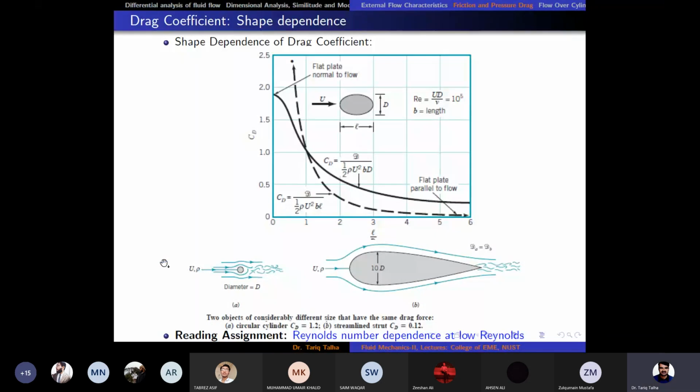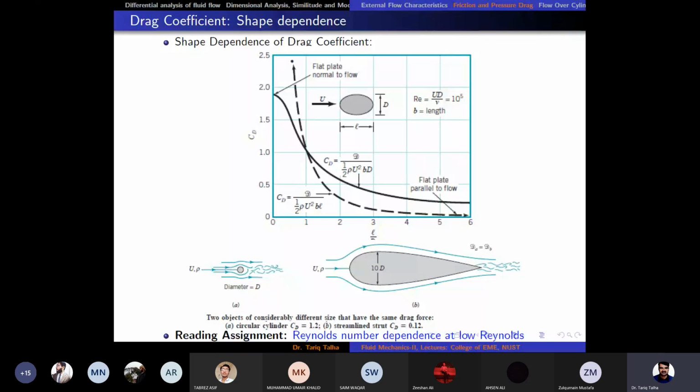So it means that if we can make a body streamlined, which means that if we can increase the length and reduce the frontal area, it would make the drag force less and less, right? So I hope that this point is clear to you.